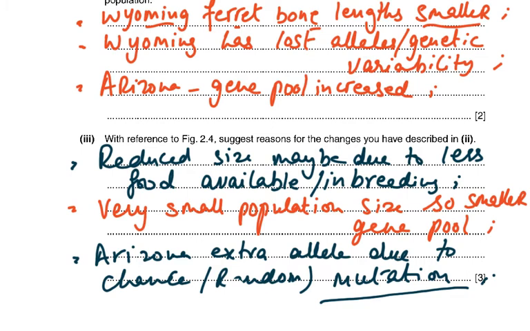So reduced size may be due to less food available. So less food available, so less bone size; very small population, so smaller gene pool; and Arizona extra allele due to chance, random mutation, but they seem to get a little more and they're slightly different. Whenever you see something which is slightly different, always think of mutation as the marking scheme point.